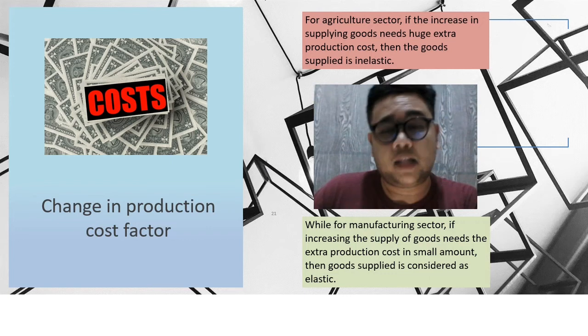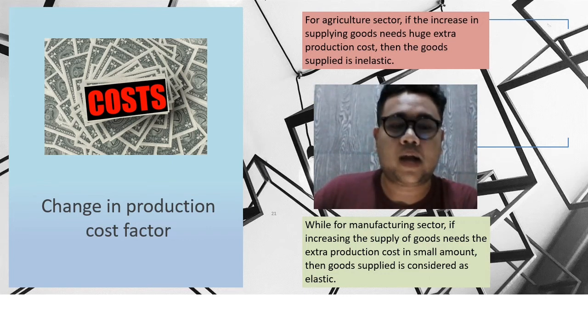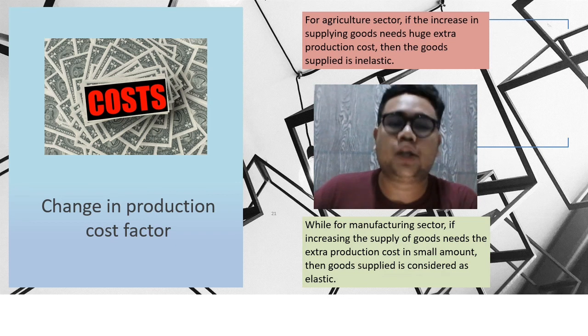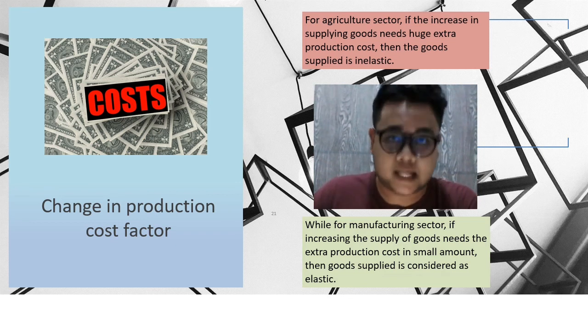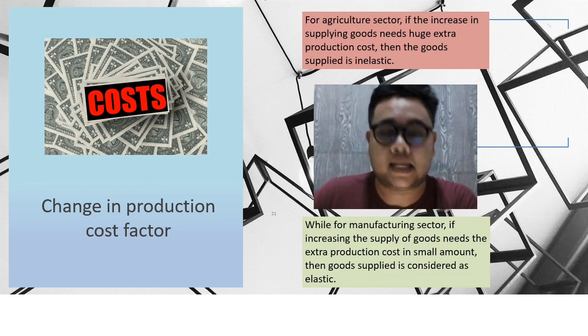For the third factor, which is the change in cost of production. For the agriculture sector, if the increase in supplying goods needs huge extra production costs, then the goods supply is inelastic. While for the manufacturing sector, if increasing the supply of goods needs extra production cost in a small or moderate amount, then the goods supply is considered elastic.